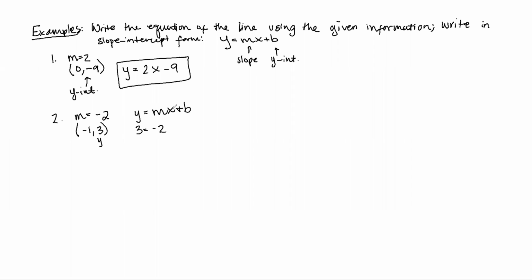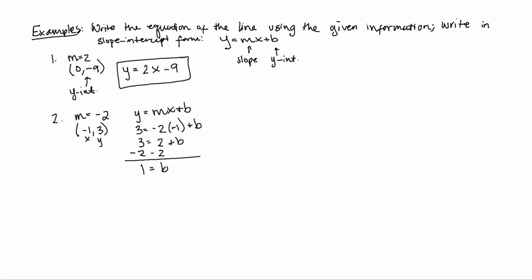And our x, so mx is going to be -1. So we're going to have -2 times -1. We don't know our y-intercept, so we're going to leave that as plus b at the end. And then we have a nice linear equation to solve. So let's go ahead and simplify. So we have 3 equals -2 times -1 is 2 plus b. Subtract 2, and we get 1 equals b.